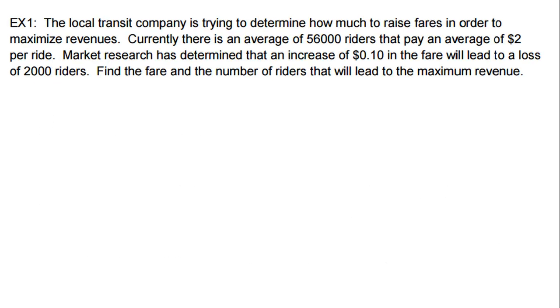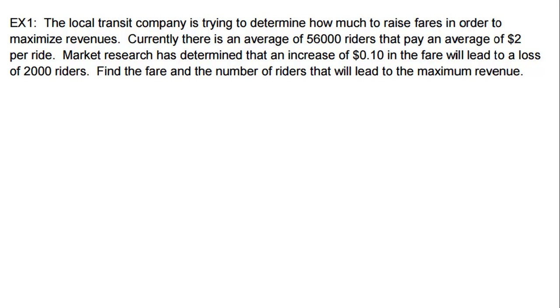So here it is. A local transit company is trying to determine how much to raise fares in order to maximize revenues. An average of 56,000 riders pay $2 per ride. So right now we can see at this time they're actually making 56,000 times 2. Market research determined, and they just do this by doing surveys, just determining how price sensitive riders are. They determined that if you increase the price 10 cents, you'll lose 2,000 riders. So very price sensitive there. We want to find the fare and the number of riders that will lead to maximum revenue.